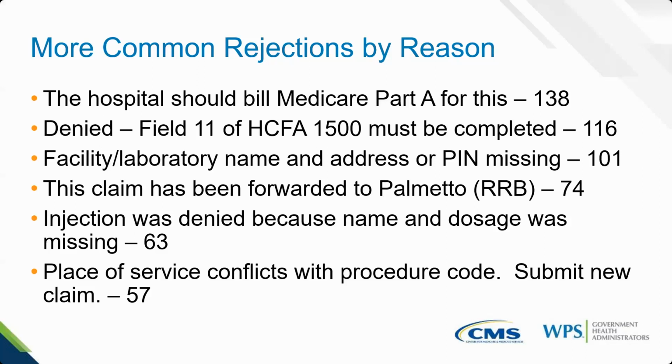The next one, this claim has been forwarded to Palmetto, RRB. So in these situations, these 74 claims rejected, and we forwarded the claim on to Palmetto. You don't need to do it, or the provider doesn't need to do that. And this has to do with the trading partner agreements that particular insurers have with Medicare, have with WPS. Some claims we are in those trading partner agreements. Some of those agreements call for WPS to forward that claim versus the provider having to do it. Next, injection was denied because the name and dosage was missing.